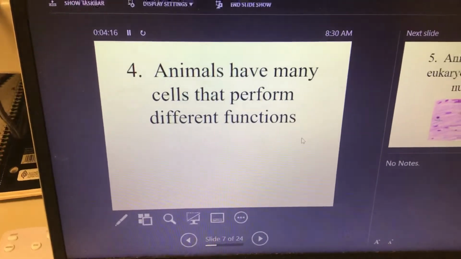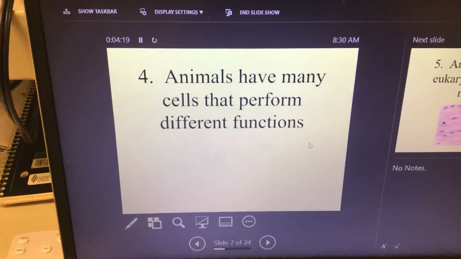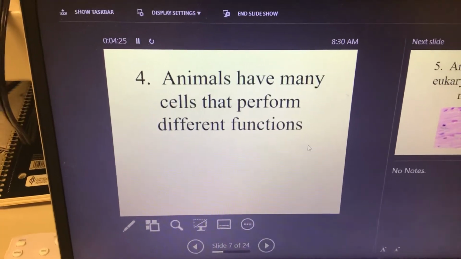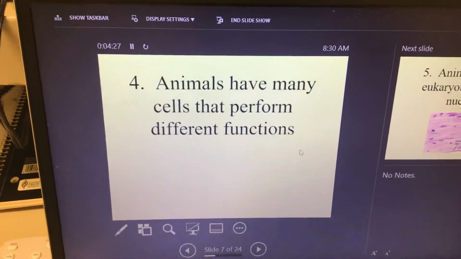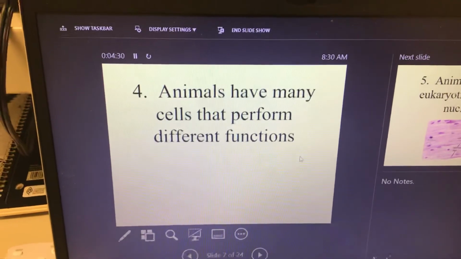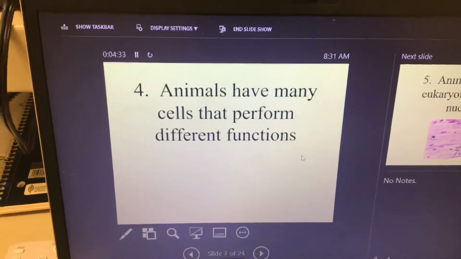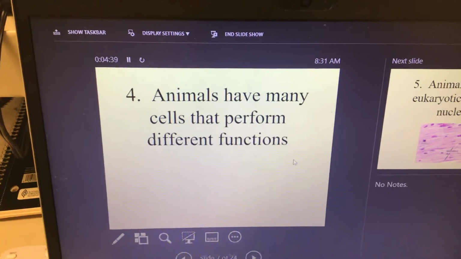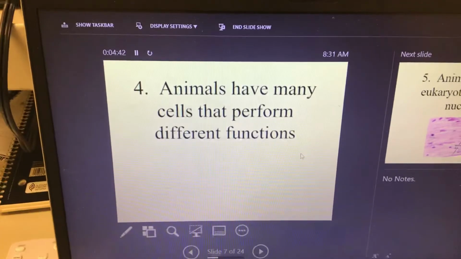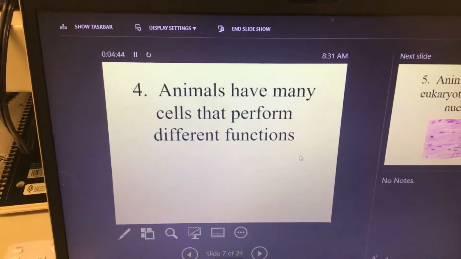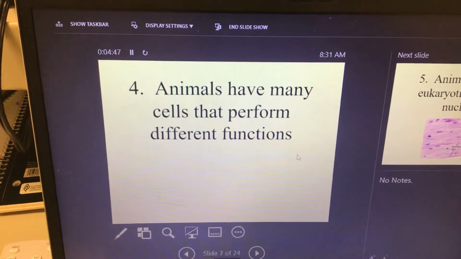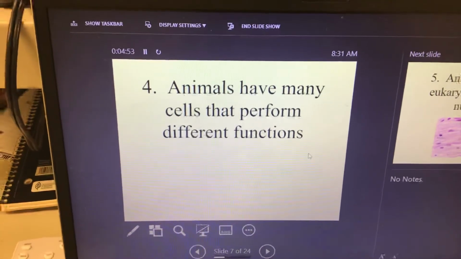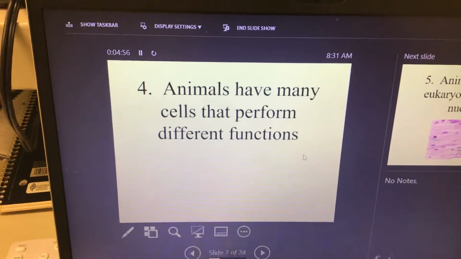All animals have many cells that perform different functions. All animals are multicellular, and they have specialized cells. Okay, if we use you for an example, all of your cells are not the same. You have some cells, like your red blood cells, that their only purpose is to carry oxygen and carbon dioxide through your body. That's it. Your bone cells are designed to make blood and to give you structure. Your muscle cells are meant to stretch and contract. Okay, so you have cells that are doing specific jobs.